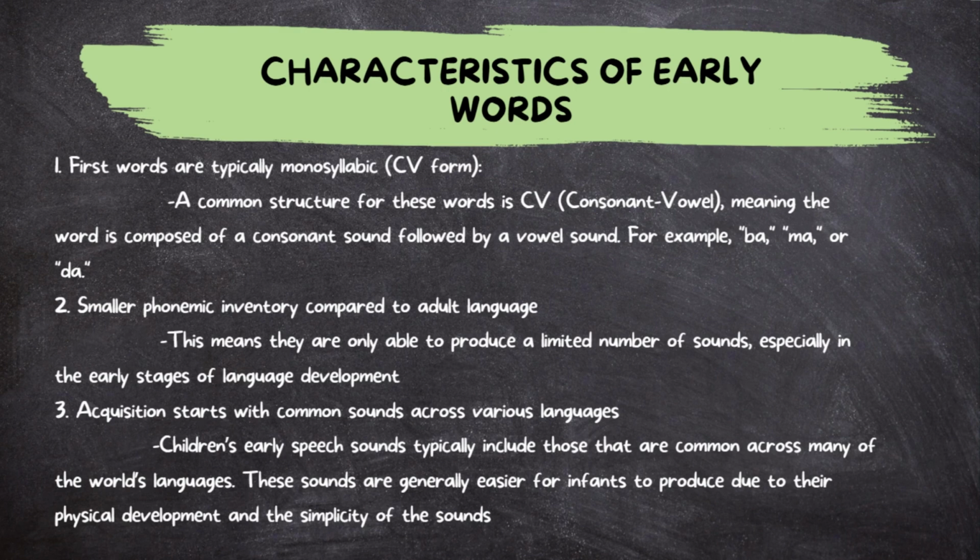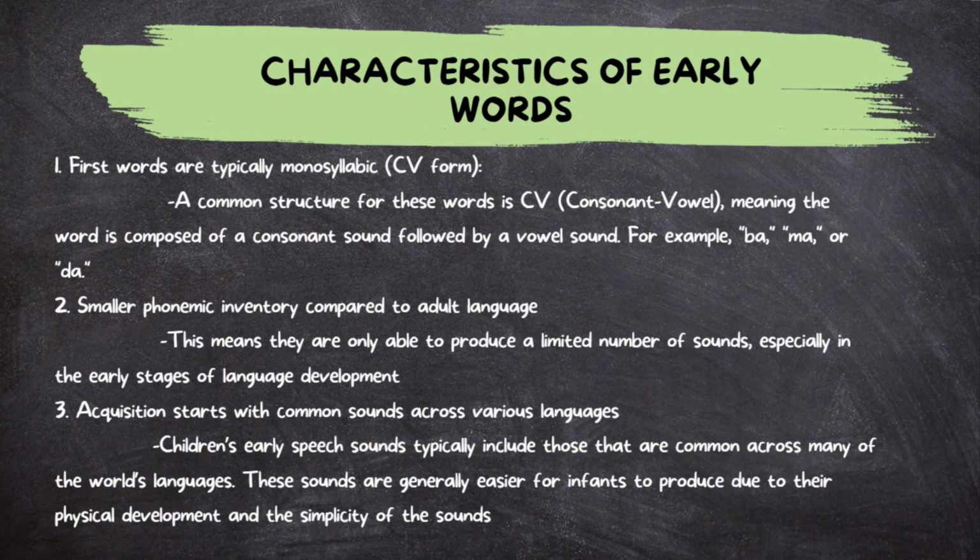Second is the smaller phonemic inventory compared to adult language. A phonemic inventory refers to the set of distinct sounds, which are the phonemes, a child can produce and distinguish in their speech. When children begin speaking, their phonemic inventory is much smaller than adults'. This means that they are only able to produce a limited number of sounds, especially in the early stages of language development.